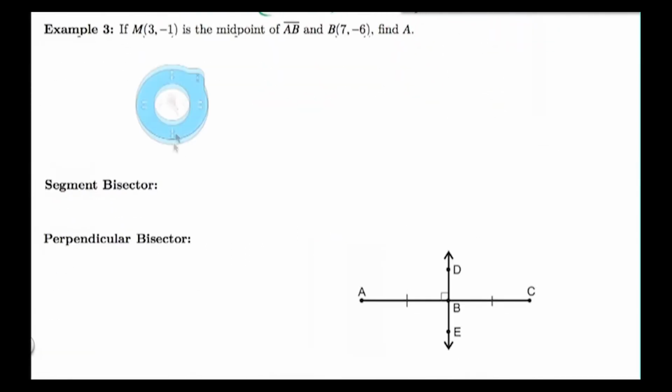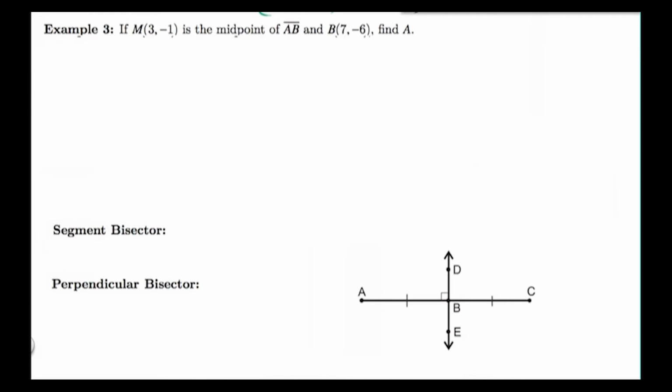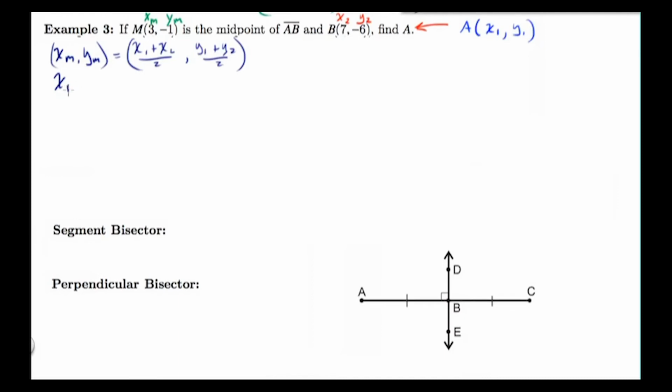Okay, example 3, if M at 3, -1 is the midpoint of segment AB and B is 7, -6, find A. So in this case, we know one endpoint, which is B, and we know the midpoint, M, and we're trying to find A. So we can use the same formula as we did before for the midpoint. I'm going to call x sub m and y sub m our midpoint coordinates, and B we'll call x sub 2, y sub 2. So we're looking for x sub 1, y sub 1.